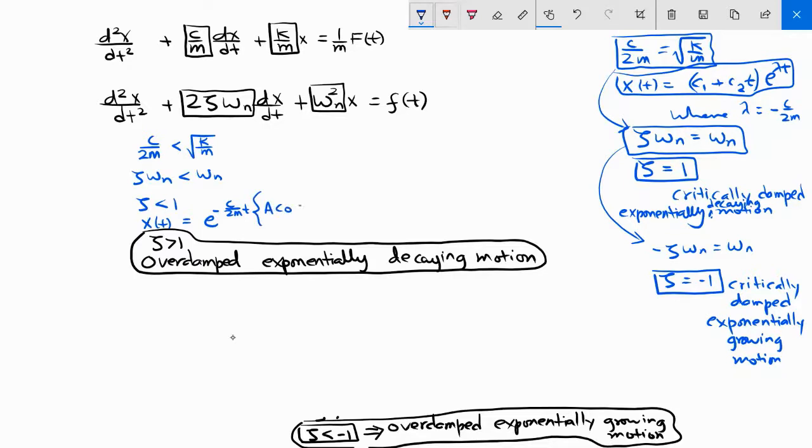a cosine of square root of k over m minus (c over 2m) squared, t, plus b sine of square root of k over m minus (c over 2m) squared, t. And when c is positive, because of this exponential term, there will be decay, and because of sine and cosine, there will be a sinusoidal motion, which is the oscillation.